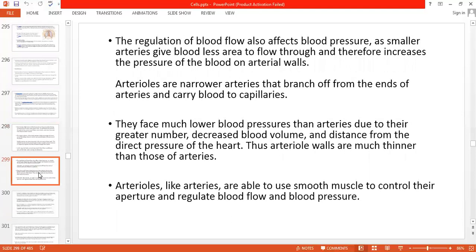The regulation of blood flow also affects blood pressure, as smaller arteries give blood less area to flow and therefore increase the pressure of the blood on the arterial wall.